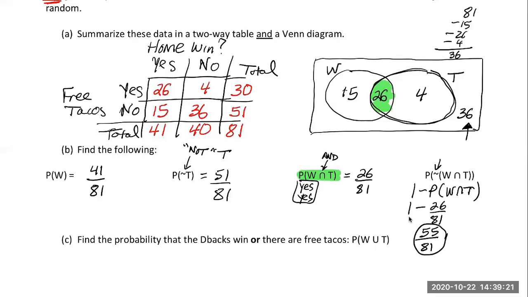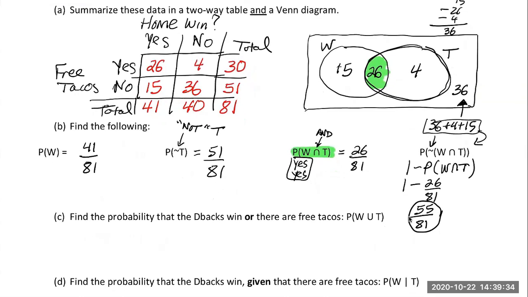55 over 81, that would be 36 plus 4 plus 15 is another way that you can think of it. Adding everything in the Venn diagram or the two-way table that is not the intersection. So like all that. Those are just a couple, again, just getting you used to notation.